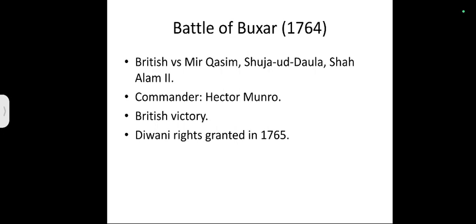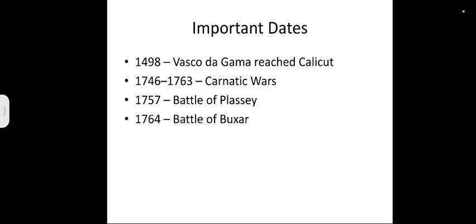Mir Qasim was defeated. This is how we went through the first chapter with a quick revision, and lastly we can see the important dates. In 1498 Vasco da Gama reached India, Calicut, which comes under Kerala state. From 1746 to 1763 we see the Carnatic Wars in India, in 1757 the Battle of Plassey, and in 1764 the Battle of Buxar. The Battle of Plassey paved the way for the British to establish their empire in India.